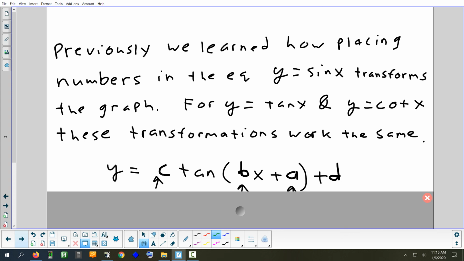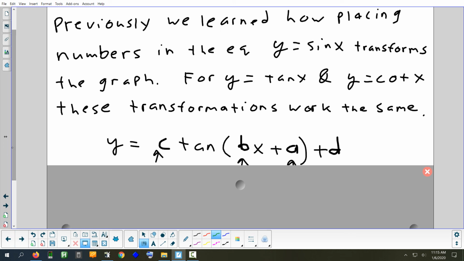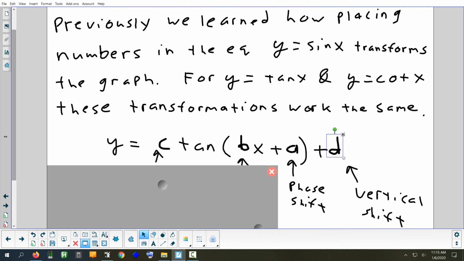So let's start with A. What kind of transformation is A? Yep, that's your horizontal shift because it's adding inside parentheses. I'm going to jump to D just for the purpose of scrolling on the board. It's going to be easier for me to do it that way. What kind of transformation is D? Yep, vertical shift. So D is your vertical shift. A is your horizontal shift. You can also call it a phase shift. Horizontal or phase means the same thing.